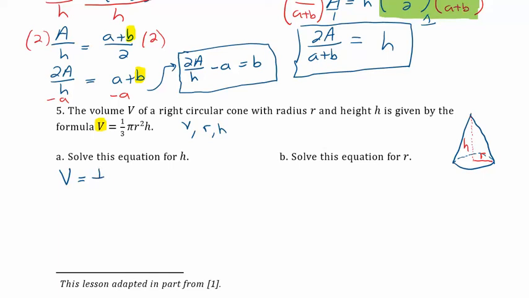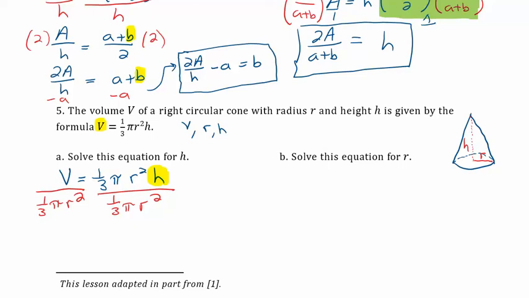So we have 1/3 times pi, which is just a number, times r squared times height. And we want to isolate height. So we need to eliminate the 1/3, the pi, and the r squared. All of those are multiplied by h. So in order to eliminate all of these values on the right-hand side, we are going to divide. You could do it one at a time, but why not just do it all at once? Let's just divide by all this stuff at one time.